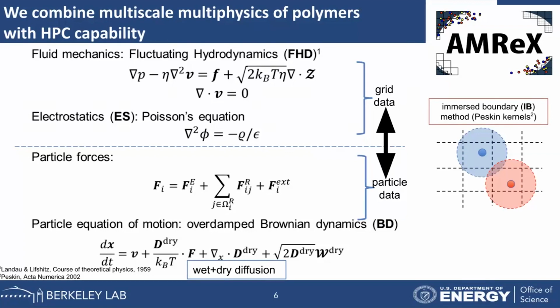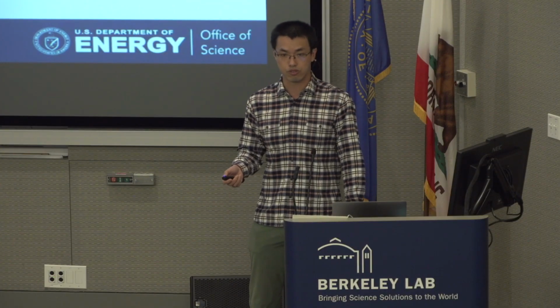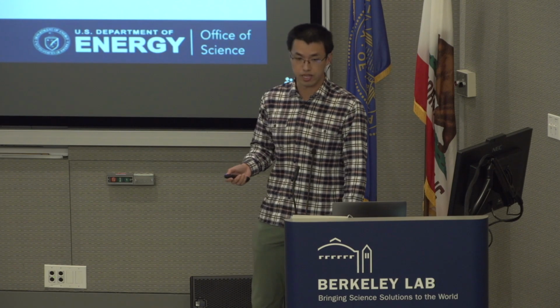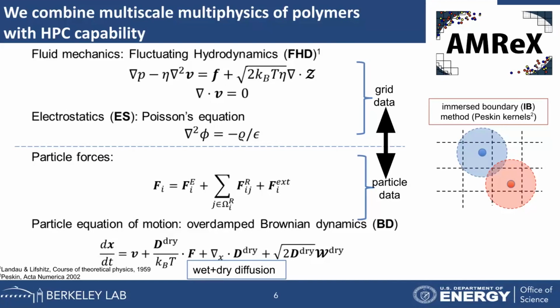And because we solve that FHD equation on a coarse grid, which gives a large hydrodynamic radius, it under-resolves the particle's total diffusion. So we add back the Brownian motion to recover that. That's the dry diffusion part. So here are the overall steps within one time step.